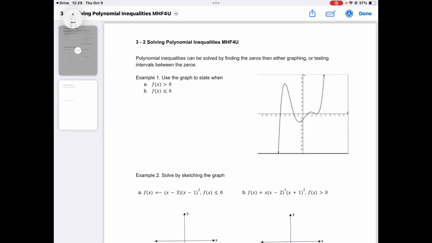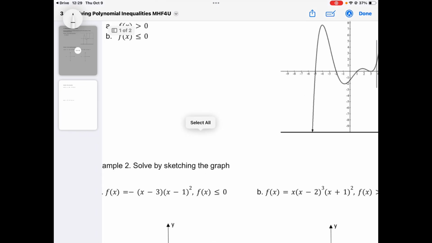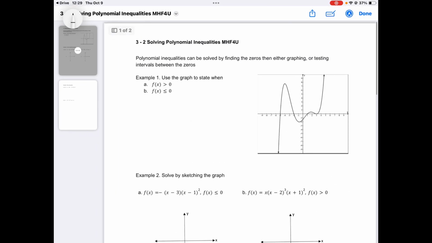Polynomial inequalities can be solved by finding the zeros, then either graphing or testing intervals between the zeros. So in our first example, we're going to clarify what it means to state the intervals when the function is above 0. So that is this one right up here. We're looking for f(x) is greater than 0.